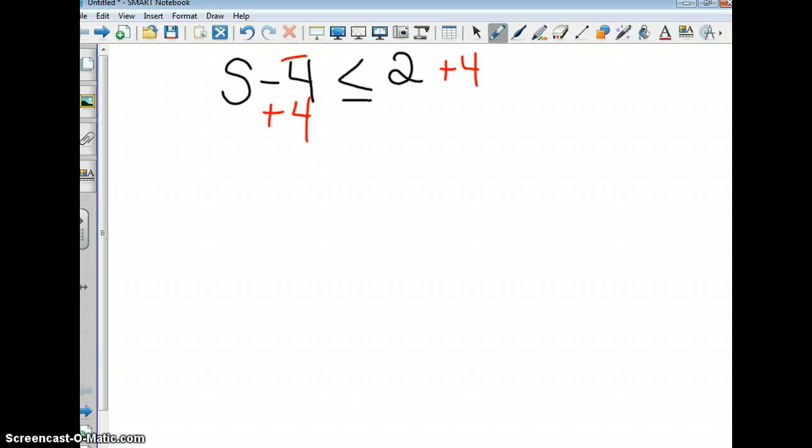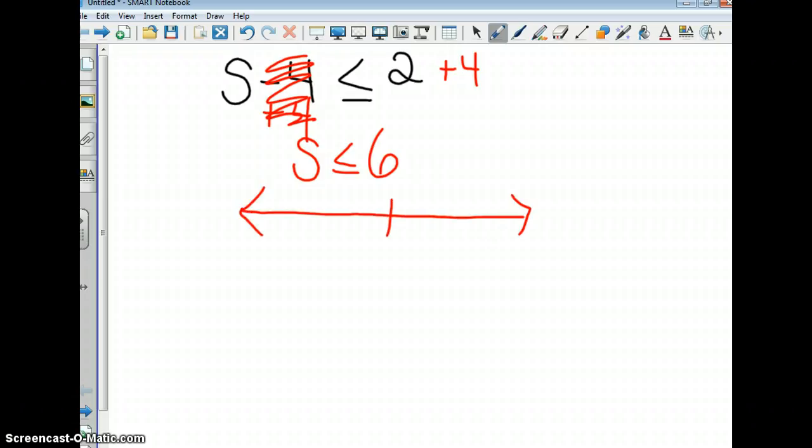Now I'm going to get rid of this part so it doesn't confuse me anymore. And I'm left with s. Keep the sign the same. That will change in the future, but keep the sign the same. 2 plus 4 is? 6. I know how to graph that, right? So, here's my number line. Here's 6. Then here I'm going to put 5, 4, 3. Here I'm going to put 7, 8, 9.